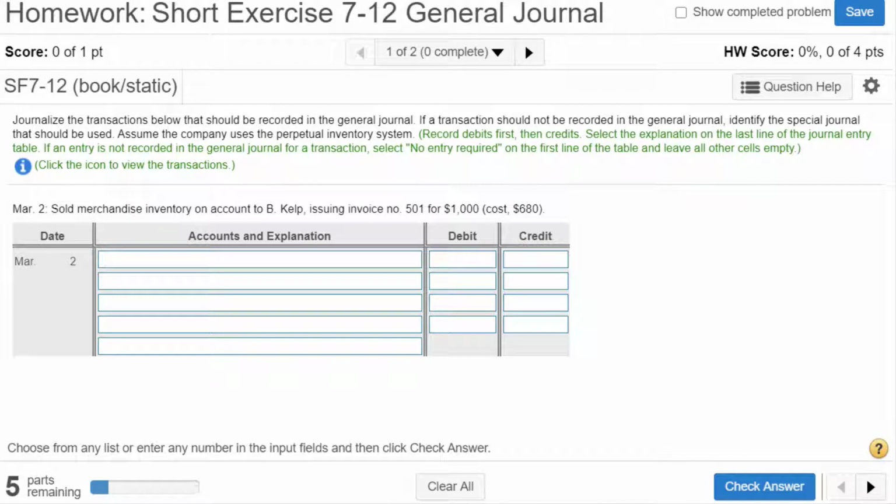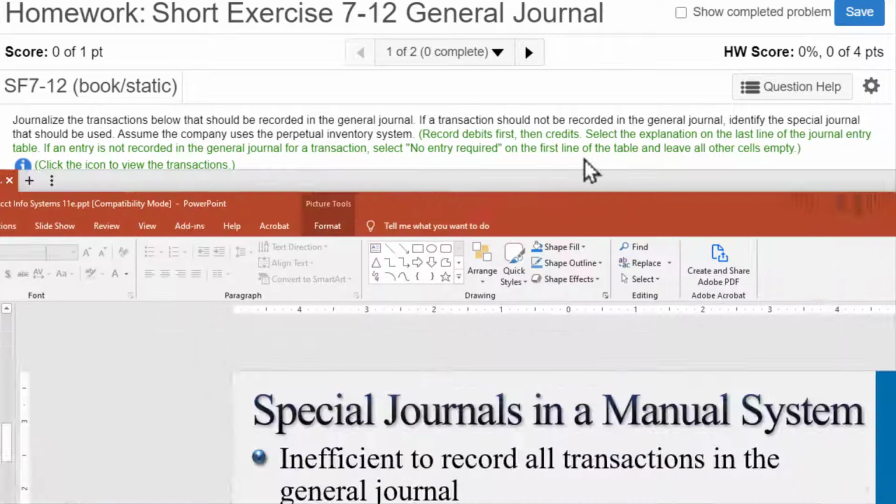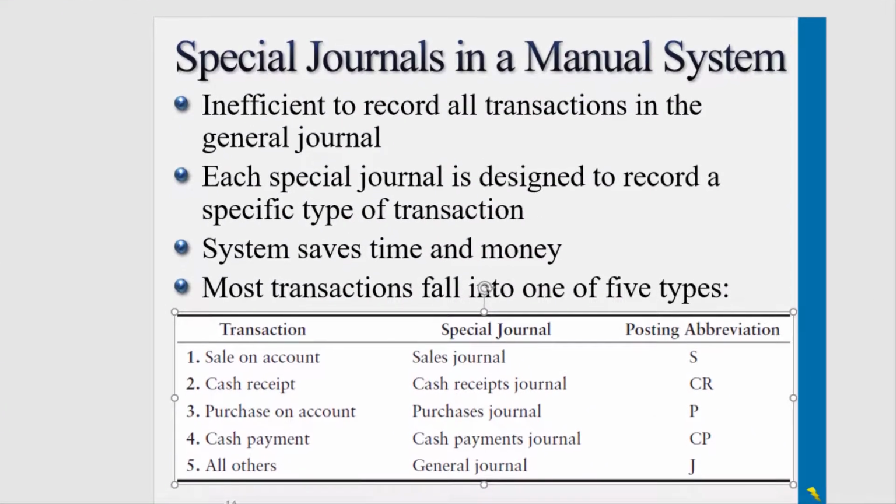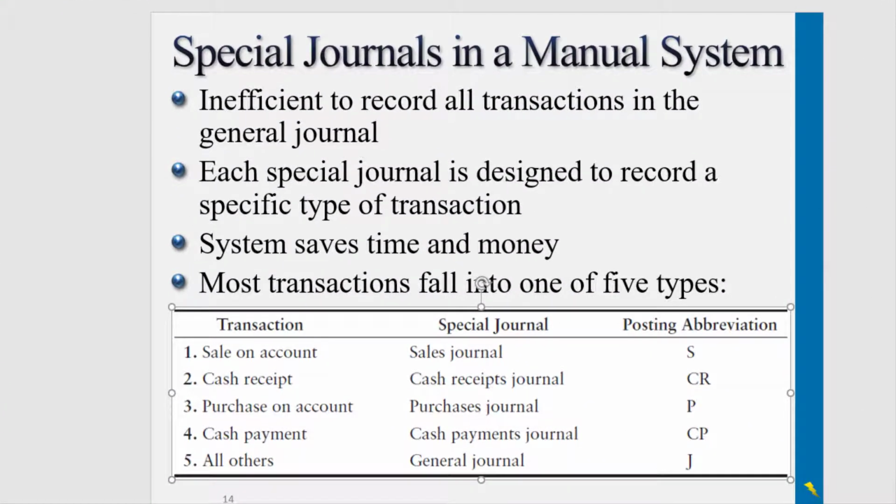Short exercise 7-12, the general journal. So let's review some things about special journals. Special journals in the manual system, but also in a software package such as QuickBooks, are used because it's inefficient to record all transactions in the general journal. So we have specific types of journals for specific types of transactions.